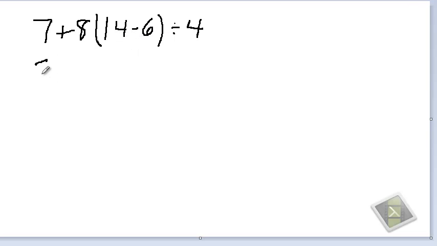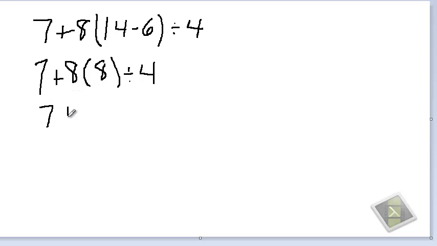14 minus 6 gives you 8. Everything else is going to come down. Simplified inside the parentheses, the rest drops down. Now remember, this is what I just said. That multiplication right there, 8 times 8, you've got to do that first. So the 7 plus, just keep dropping it down. 8 times 8 is 64. And then we're going to divide by 4.